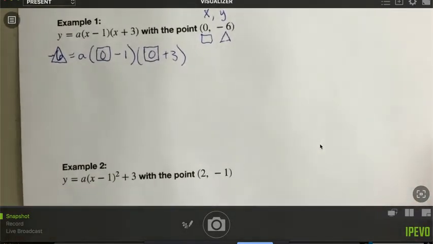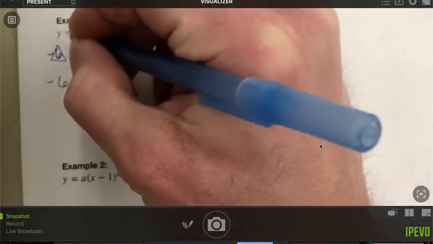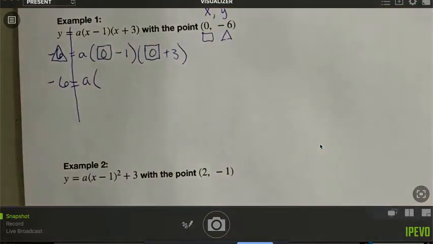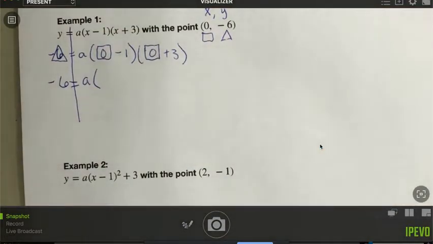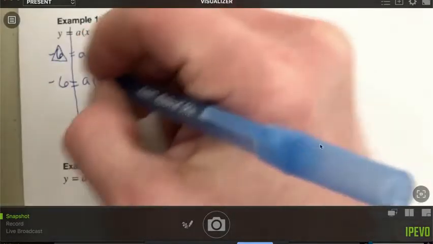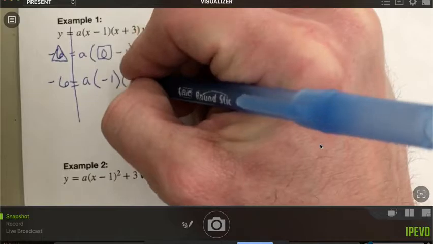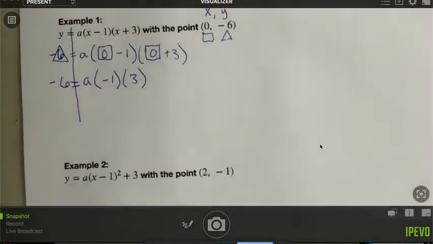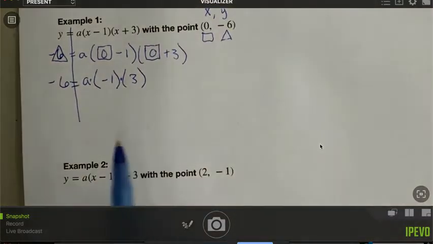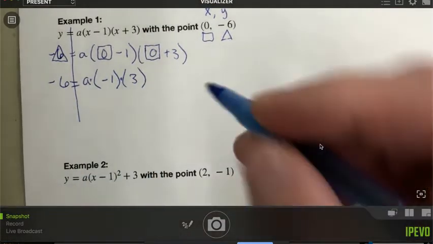Zoom in a little bit here. Cool. And so now, in other words, we still have a -6 because we've got two sides of our equation. We've got a. So now order of operations tells us to deal with what's inside the parentheses if we can. Well, I'm pretty sure we can do 0 minus 1, which would be -1, and 0 plus 3, which would be +3. All right, and remember, this is all multiplication. So a times -1 would be -1a times 3 would be -3a.